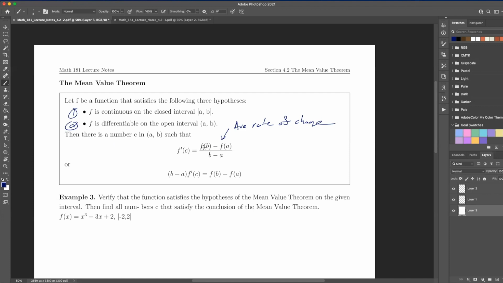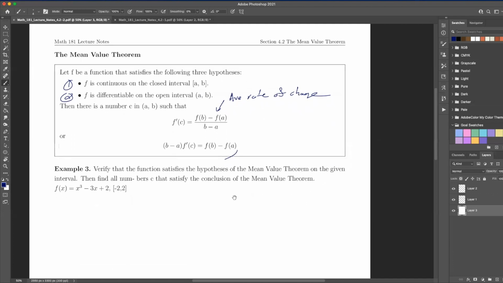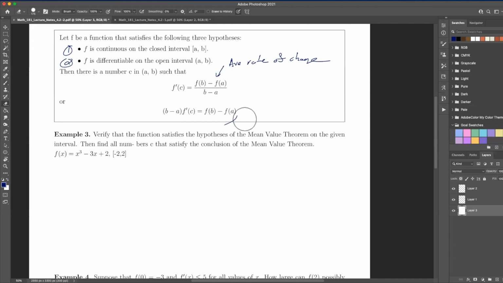Because f of b minus f of a over b minus a is my change, my rise over run, right? So this is the average rate of change. And so basically what this theorem says is that there's an instantaneous rate of change at a point which is equal to the average rate of change over the interval. That's all it really says. You can write it this way or that way; they say the same thing.